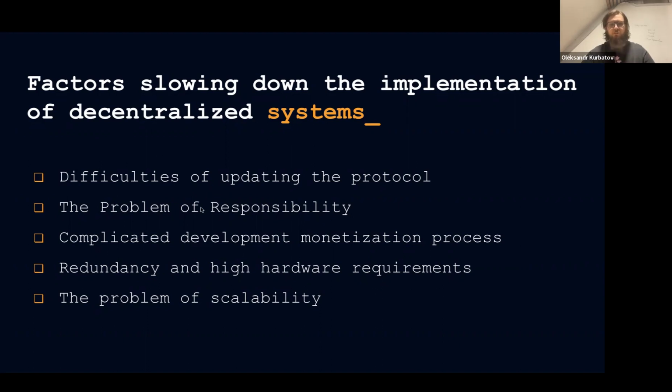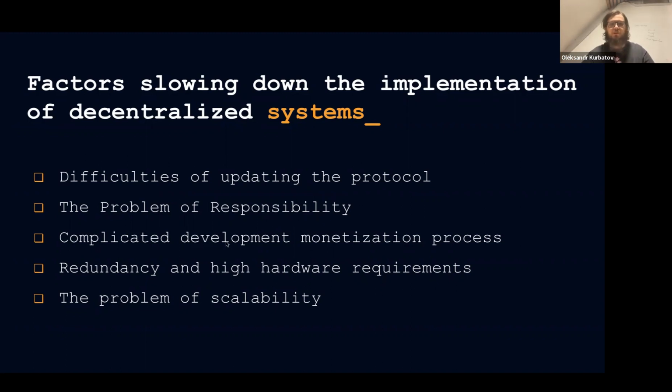And the second one, the problem with responsibility. Everybody knows that a truly decentralized system doesn't have any single authority that can resolve all issues. It means that in a decentralized system, everybody can resolve their issues themselves, and everybody is responsible for themselves, for their software, for their wallets, and so on.